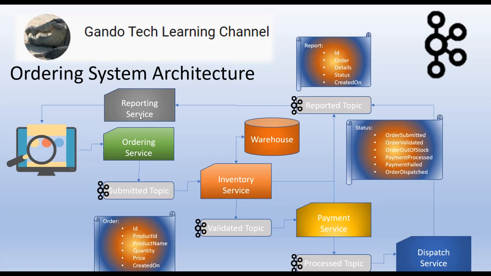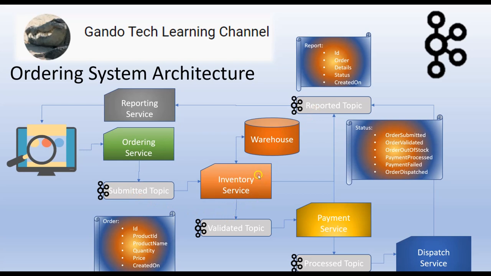So just bear in mind, any of these microservices are publishing one or two messages into the Kafka topics. For example, the ordering service pushes the order into the submitted topic, and it will also push the report into the reported topic to say the order has been submitted.